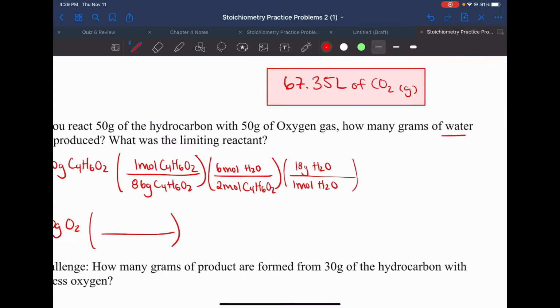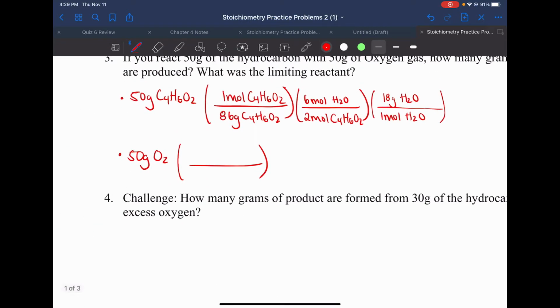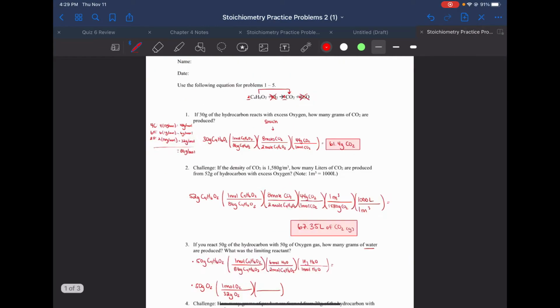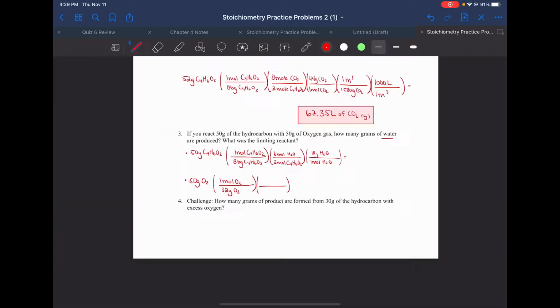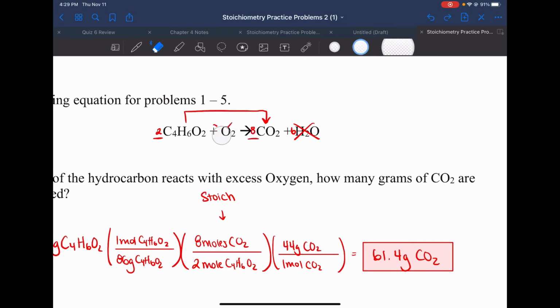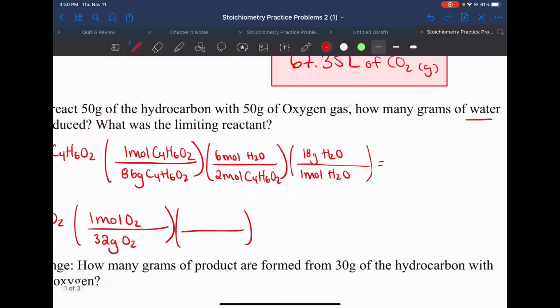form 18 grams. We're going to do the exact same process. I'll hit enter in just a minute. Exact same process with oxygen. One oxygen atom weighs 16, so two of them weighs 32. And then we go back up to our equation. For every 9 oxygen atoms, we form 6 H2O.